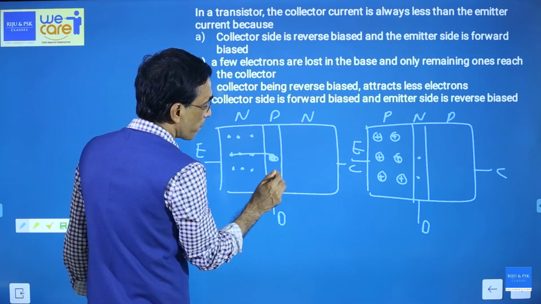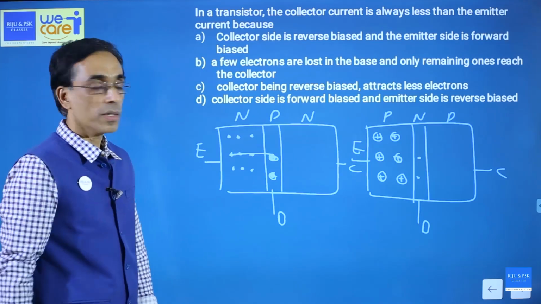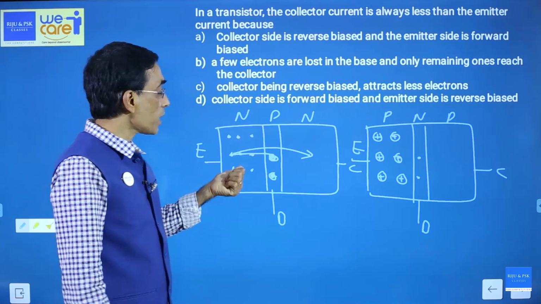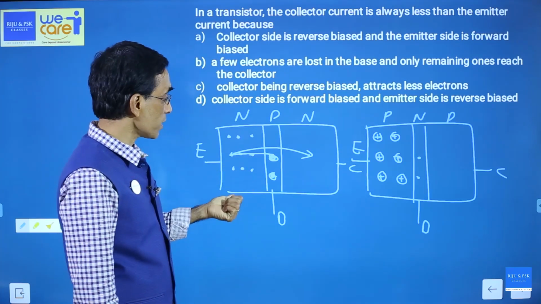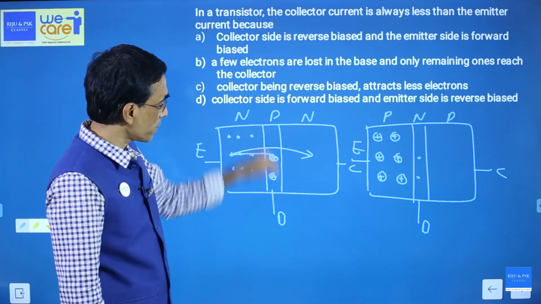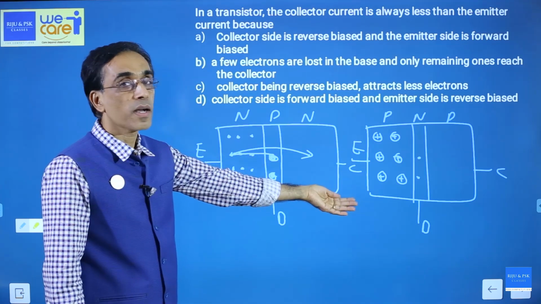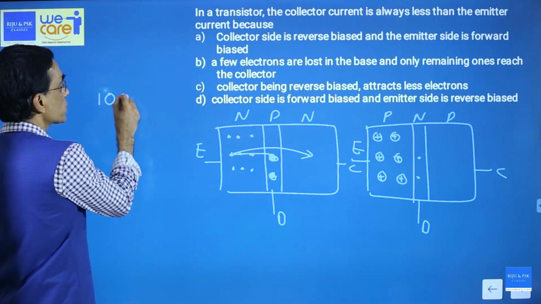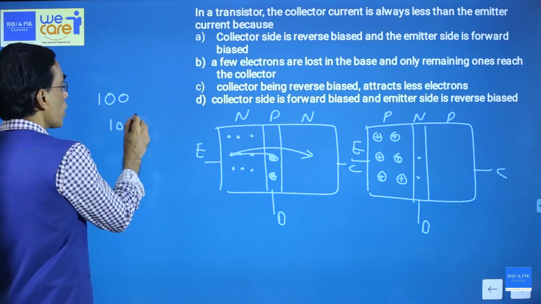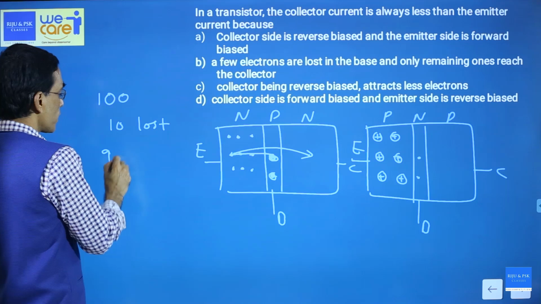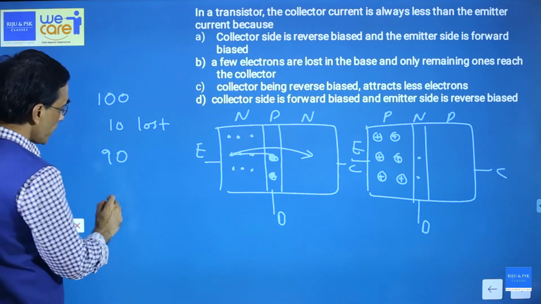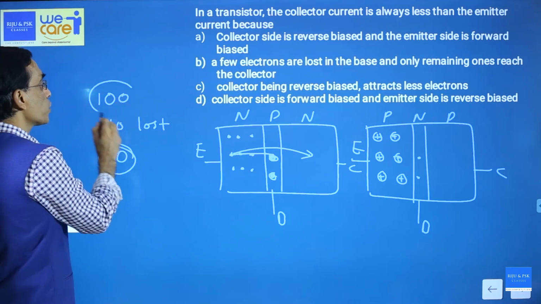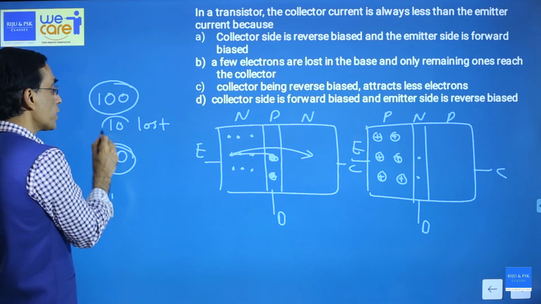A large number of electrons will migrate to the base, but a few of these electrons will combine with the holes available. So only the remaining electrons will reach the collector. Important point. Suppose 100 electrons start from the emitter, 10 might be lost in the base, only 90 will reach the collector. In such a situation, the collector current is due to 90 electrons, the emitter current is due to 100 electrons, and the base current is due to 10 electrons.